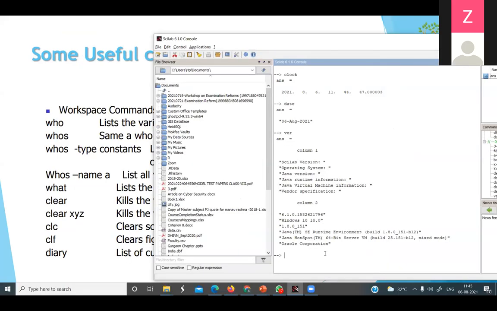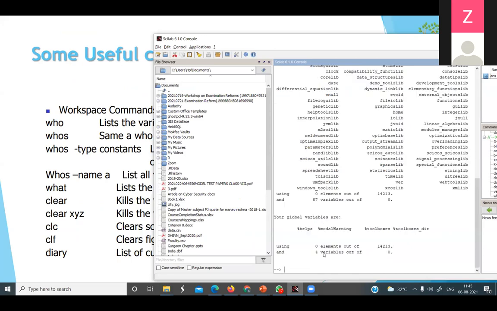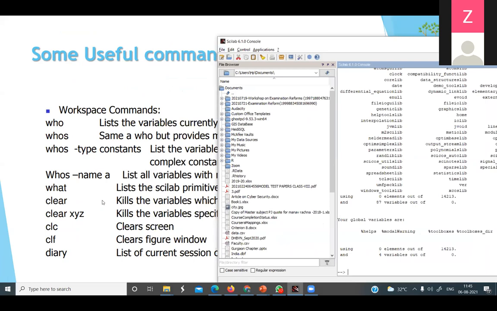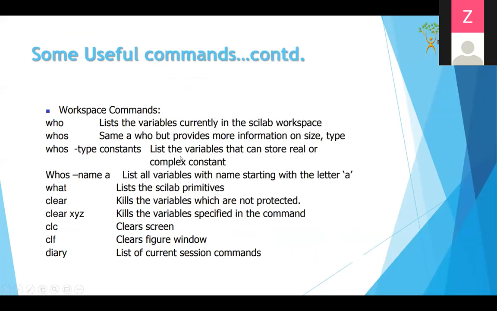Then there are commands related to who. It tells me all the variables which are currently in the Scilab workspace. Then whos, same as who, provides more information on size and type. Then clear is used for killing the variables.